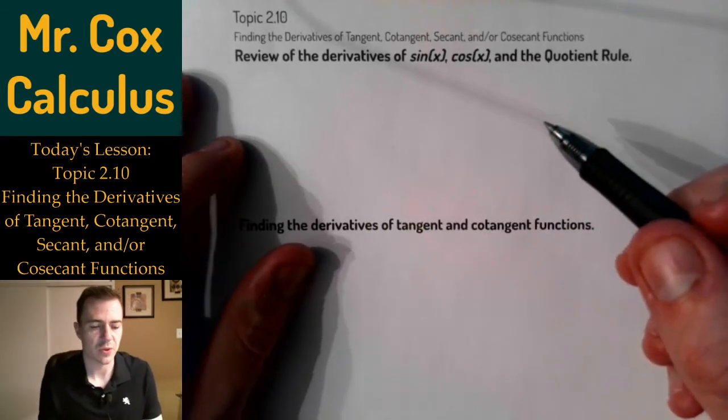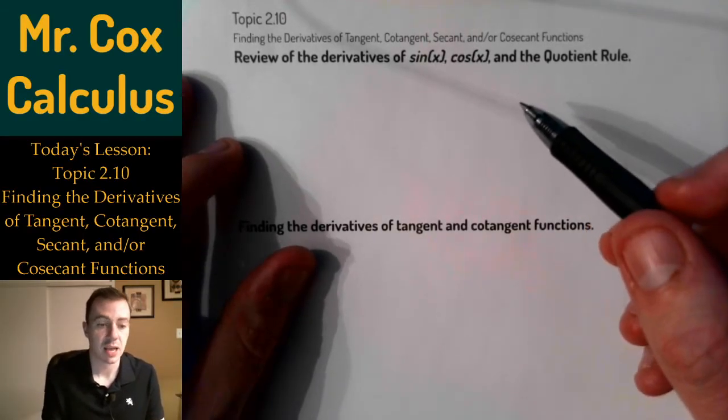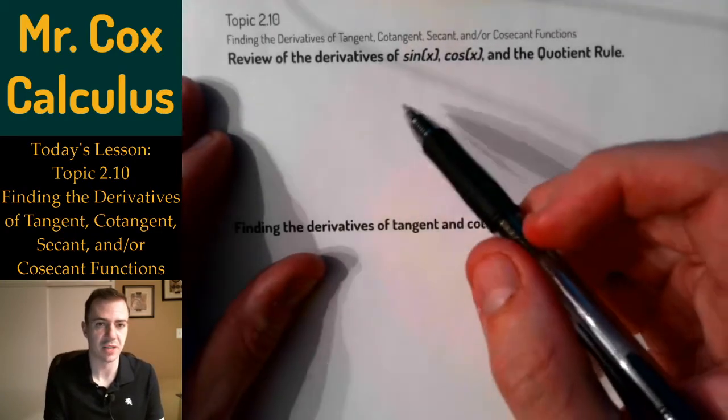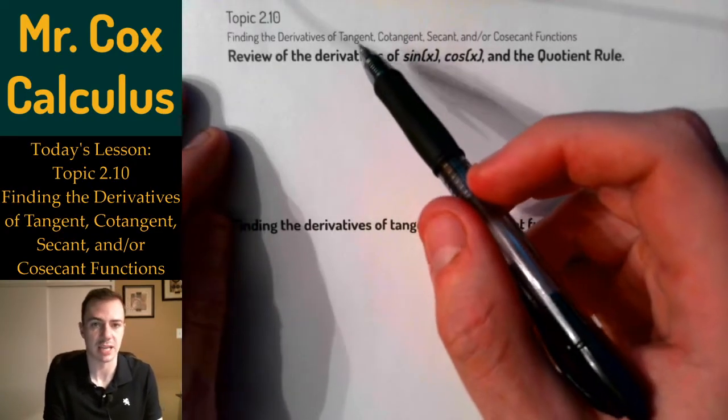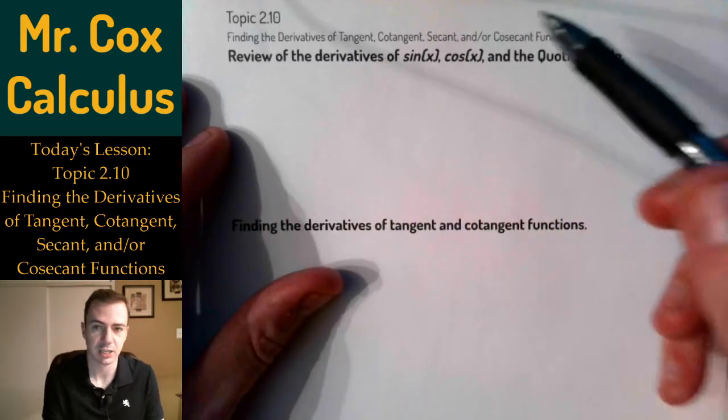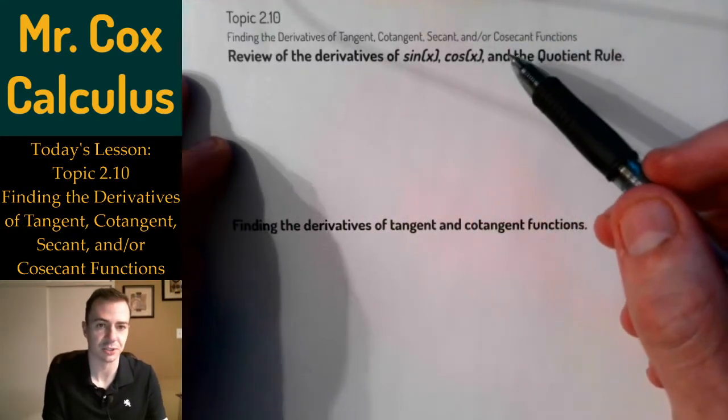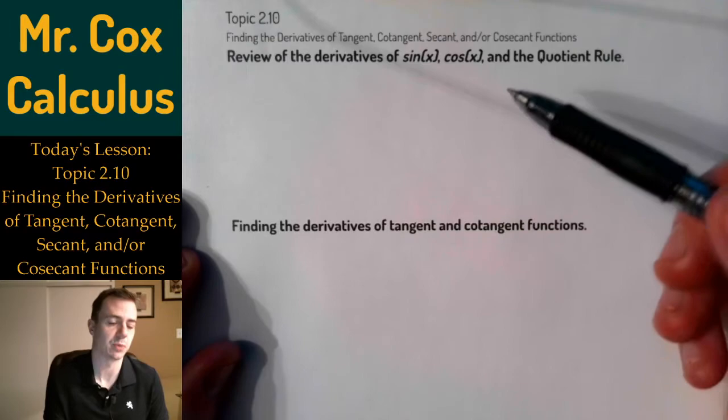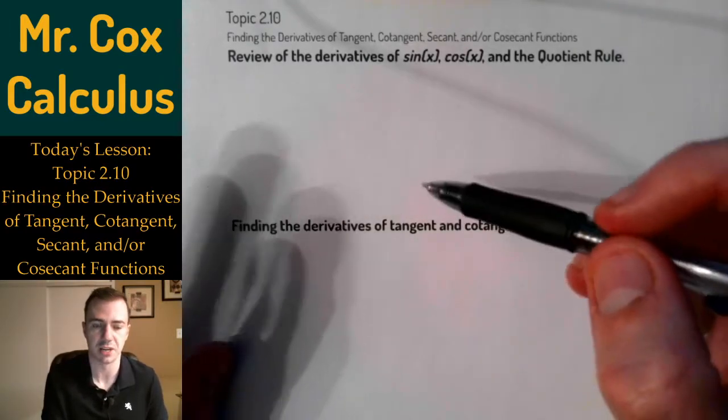So let's finish off Unit 2 here, this last topic. What we need to do is come up with the derivatives of the trig functions that we have not covered yet. That would be tangent, cotangent, as well as secant and cosecant functions. So let's review some things that we're going to need in order to derive these particular derivatives.